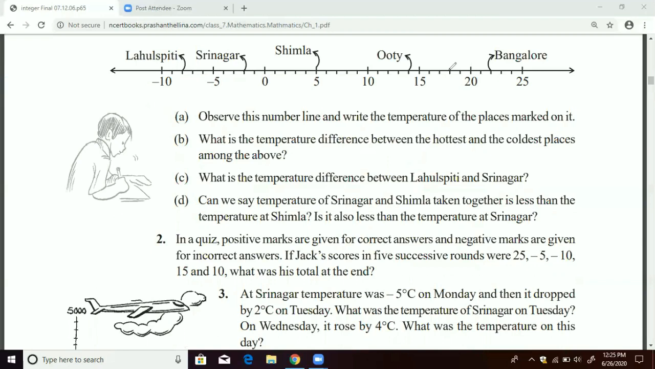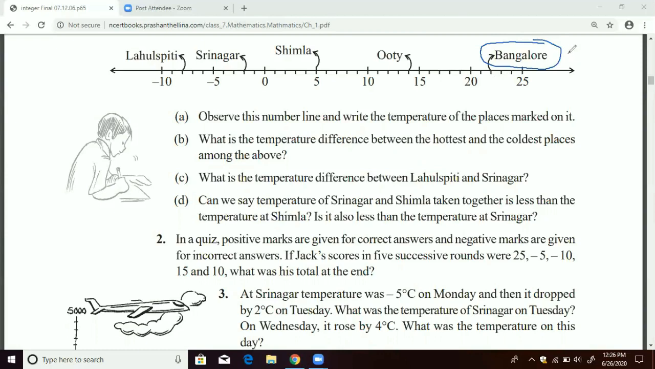So here, given the places, you can see what is the hottest place and what is the coldest place. Among the given places, the hottest place will be on the right side of the number line, where the value is increasing. So the hottest place is obviously Bangalore. And what is the temperature in Bangalore? That is 22 degrees Celsius.